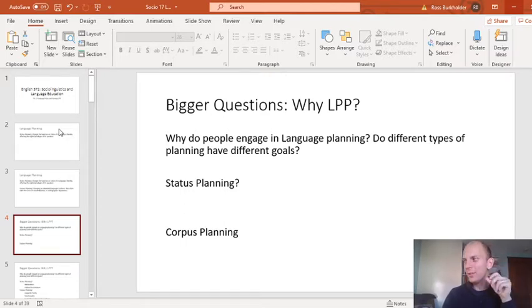Two questions actually here. Who makes these decisions, who engages in language policy and planning, and why do they do it? And we can differentiate these things possibly between the two types of language planning, between status planning and corpus planning. Do they have similar goals or do they have different goals?